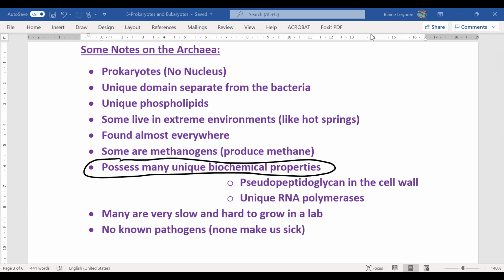I don't know when somebody put this question up here about how they differ from the bacteria. All of these ways, right? Unique phospholipids, they live in extreme environments, some of them produce methane, and some bacteria don't produce methane. The cell wall is different, RNA polymerases are different. There's a lot of things we could get to on a biochemical level in terms of how they're different. But like I said, this is one of the big ones. They're not making us sick, whereas there are bacterial species that do.